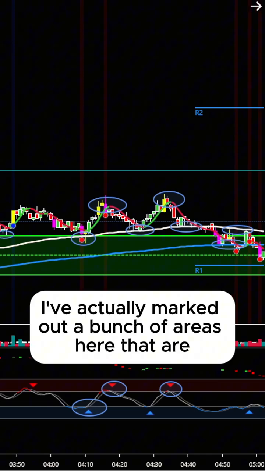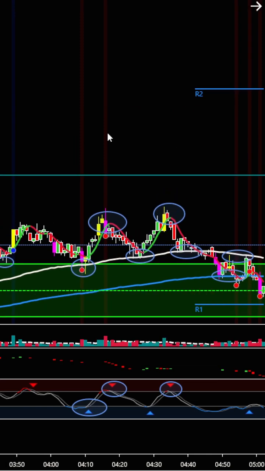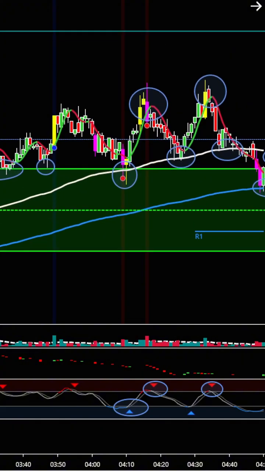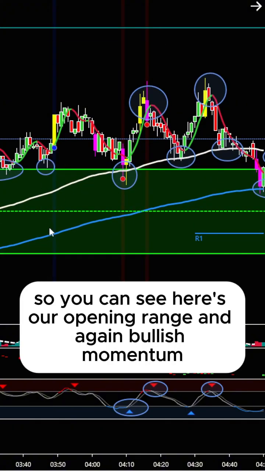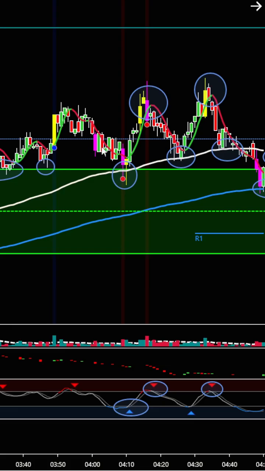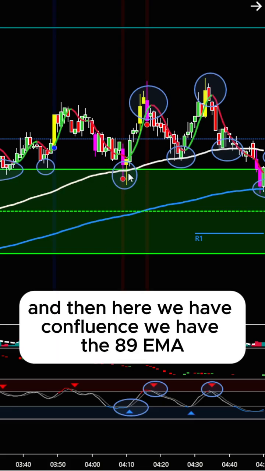I've actually marked out a bunch of areas here that are of interest on this chart. So you can see here's our opening range, and again, bullish momentum. So we break out, come back and retest, pull out, retest, and then here we have confluence.